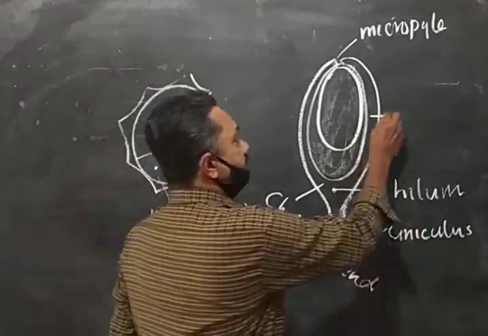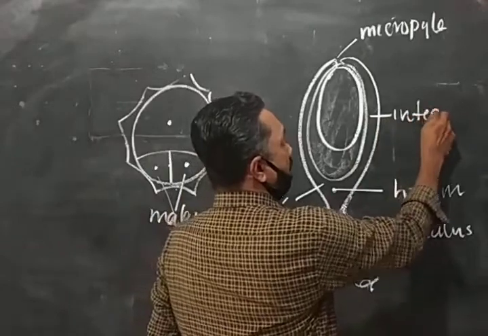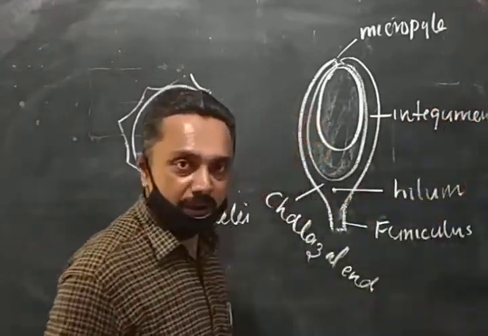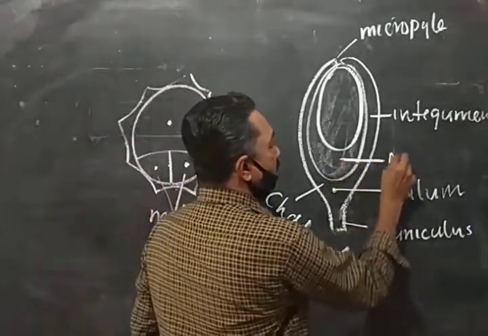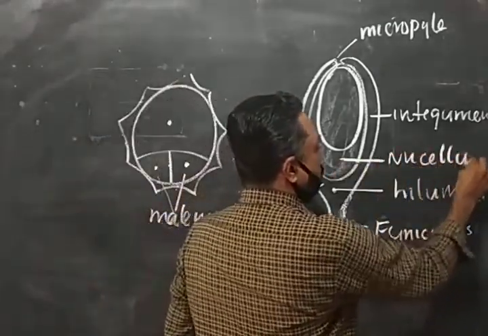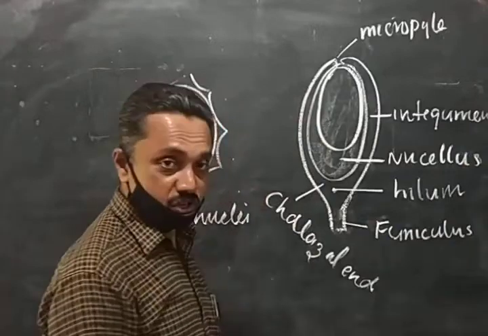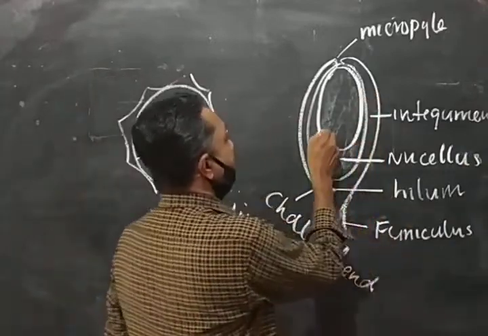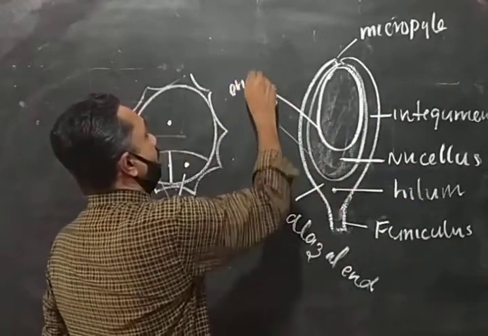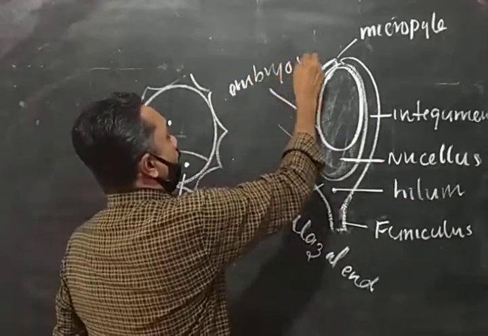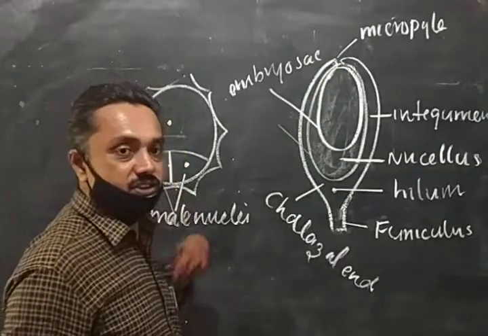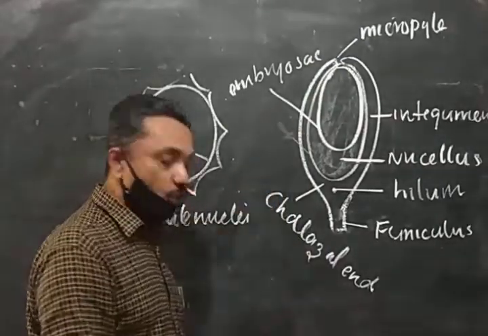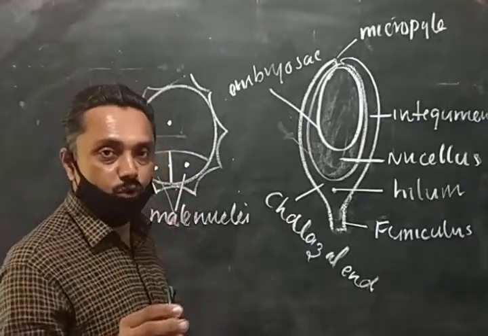The covering is called integument. The tissue inside is called nucellus. And inside this is the structure called embryo sac, and this embryo sac, as you know, is a 7-celled, 8-nucleated structure.